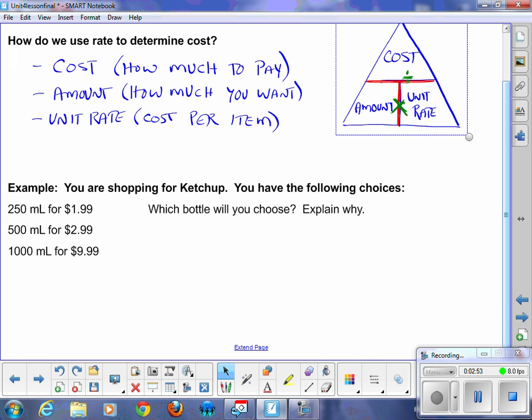Okay, ever go to the grocery store to buy ketchup? Probably not. You usually send mom and dad to do that for you. But what do mom and dad see when they get to the store? They see the itty-bitty little grandma bottle for 250 mils, and they're charging $1.99 for the bottle. There is then the reasonable 500 milliliter bottle for $2.99. And then the big honking bottle, 1,000 milliliters, for $9.99.